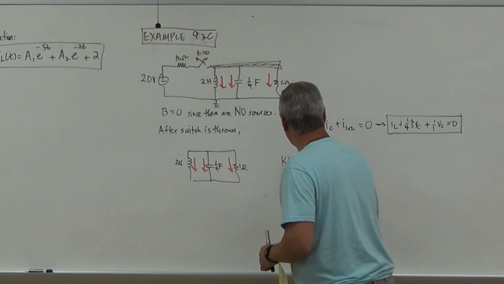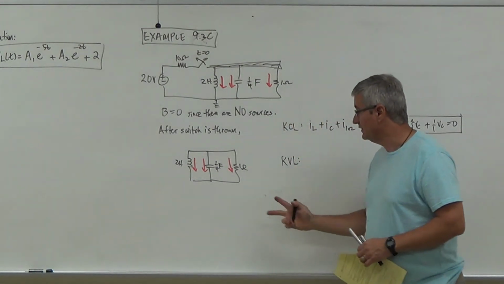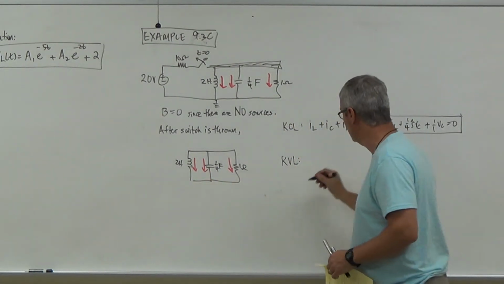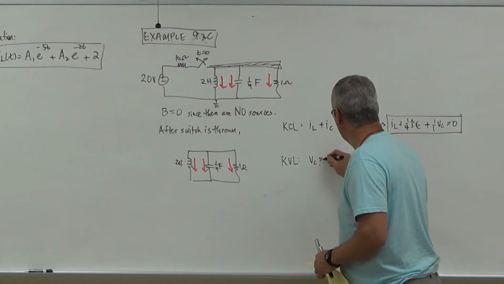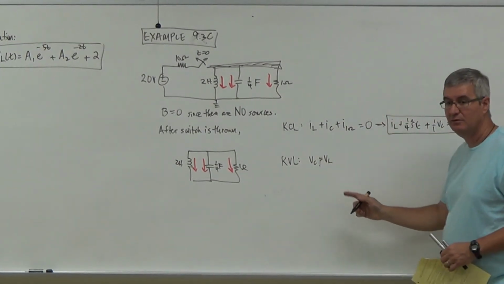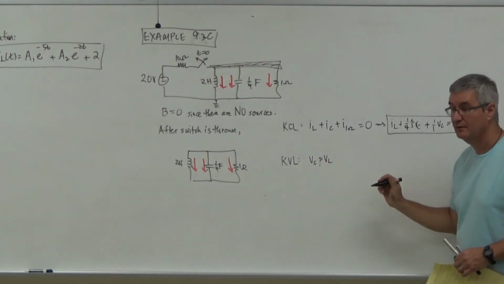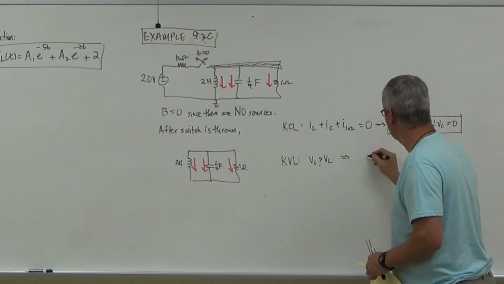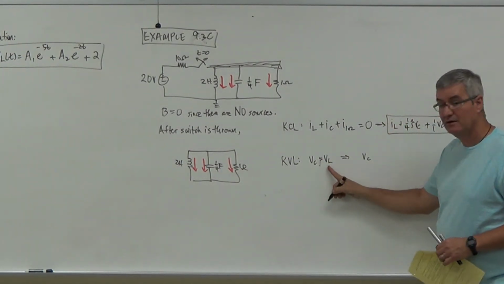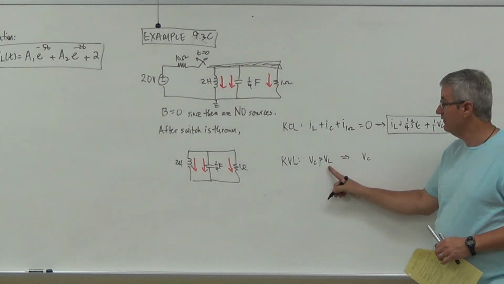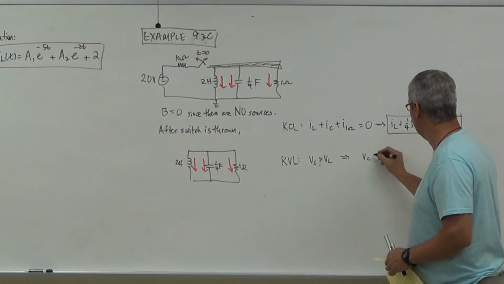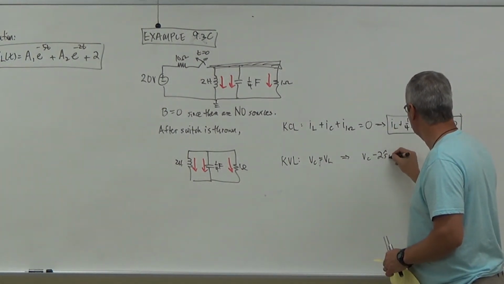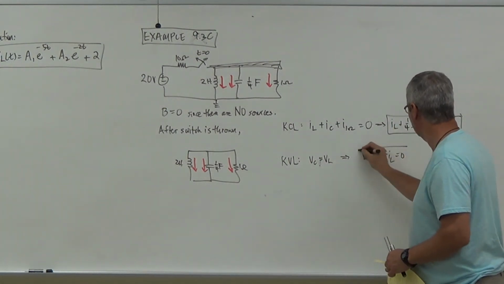Let's go to KVL. KVL tells me what? Well, these 2 are in parallel. So then I'm going to write VC must equal VL. I'm going to bring that to the other side. So then it's got to be VC, but I have to convert VL. VL, when I look at that, it's 2 Henry. So it's got to be minus 2s IL equals 0.